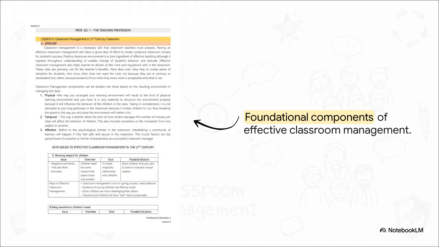Now, what's really fascinating here is the explicit link between that first pillar, the physical space, and student behavior. It turns out the physical structure isn't just about aesthetics. It actively dictates how children act within it. It's a total game changer when you realize your room layout is actually managing behavior for you.